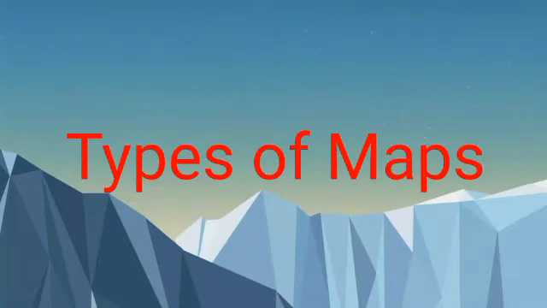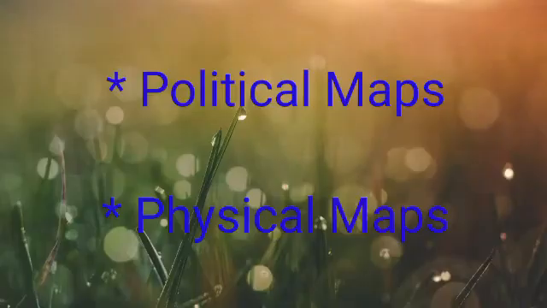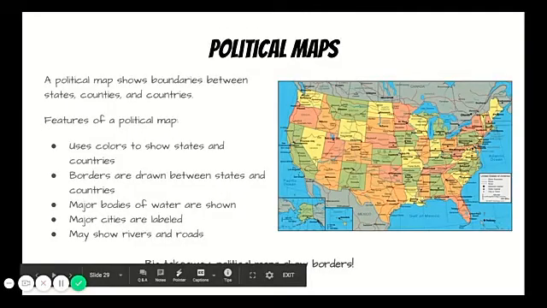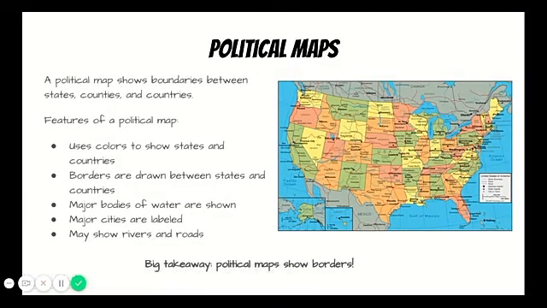Now let's look at the types of maps. So kids, do you know the types of maps? Okay, the first type of map is called the political maps. Can you say that after me? Political maps. The next one we have is the physical map. So let's talk about them one after the other. A political map shows boundaries between states, cities, and countries.